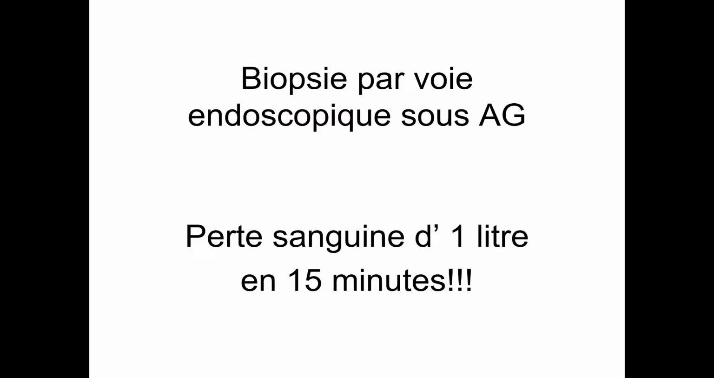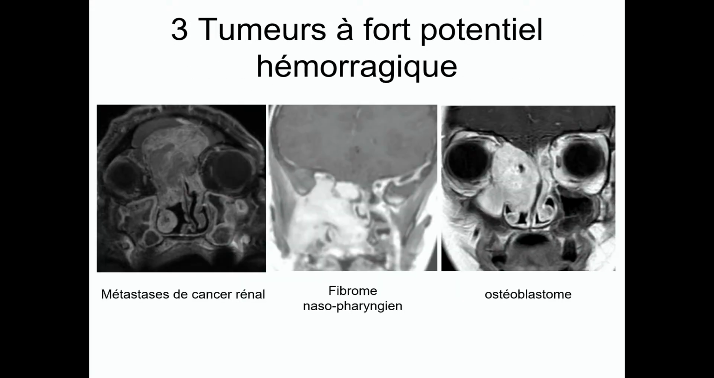So we have 3 sources of very important bleeding in the nose when you have a disease. The first one is the kidney cancer sinonasal metastasis. The second one is, of course, the angiofibroma, but it's not necessary to do a biopsy to identify an angiofibroma. And the third one is the osteoblastoma. It's a very, very exceptional tumor. Here you have the kidney cancer metastasis, another one, angiofibroma here, and the osteoblastoma.